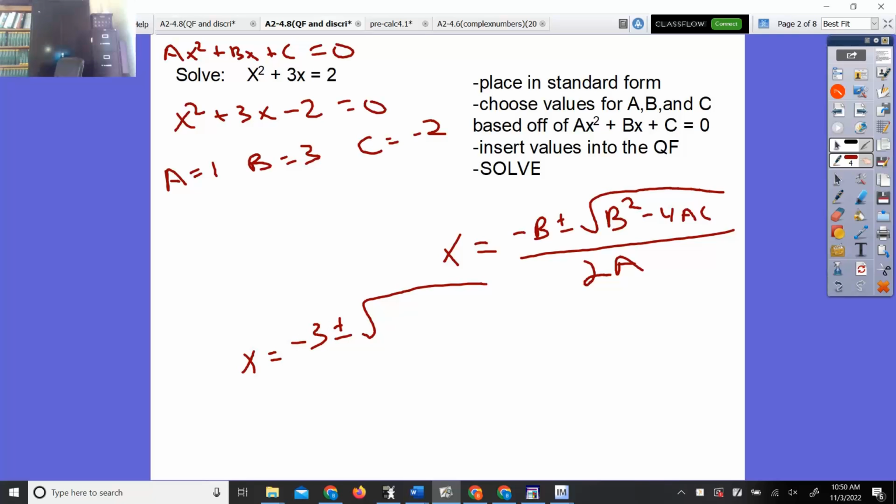What's the next thing you've got to do? Negative b is negative 3, plus or minus the square root, and b squared, so 3 squared, minus 4 times 1 times negative 2, all over 2 times 1. A lot of kids don't write that all over part for some reason. They just forget it's a fraction. Then you do the math you can do. Figure out what's inside that radical. It's not even that hard on this example.